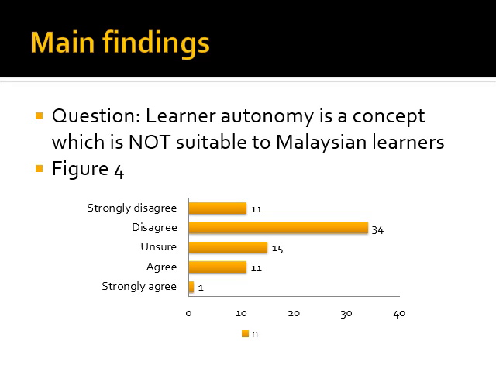To the statement, learner autonomy is a concept which is not suitable to Malaysian learners, most of the teachers disagreed. However, there were some who were unsure, and about 11 or 10% agreed with the statement that learner autonomy is not suitable to Malaysian learners.